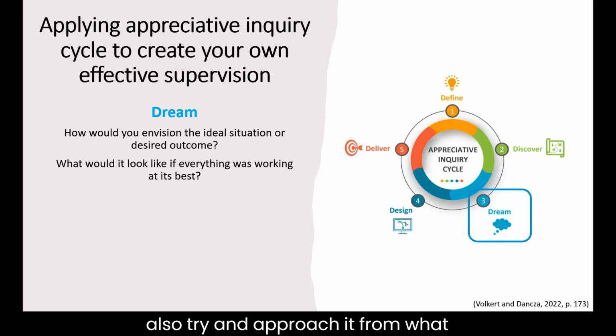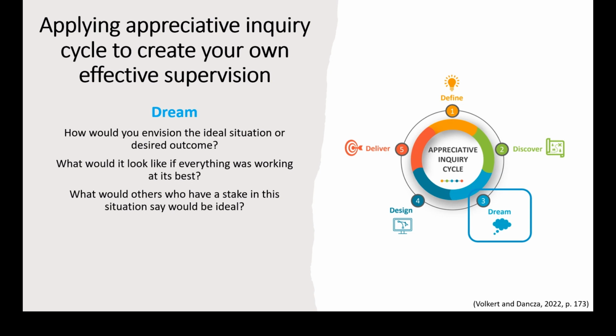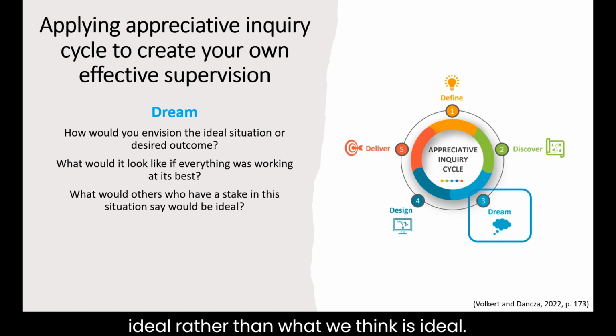You could also try and approach it from what would somebody else say that has a stake in this situation, what would they think is ideal? So that's where we try and get a different perspective, because sometimes it's easier for us to think about what other people might say is ideal rather than what we think is ideal.